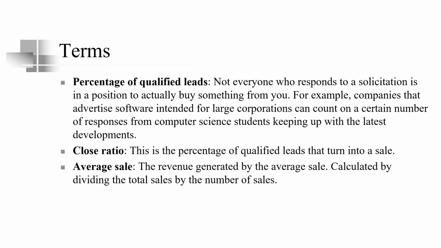Other terms: percentage of qualified leads. Not everybody who responds to a solicitation is actually a true lead, and so you need to identify who the qualified leads are. The close ratio, and this is the percentage of qualified leads that turn into a sale. The average sale is the revenue generated by the average sale. This is calculated by dividing total sales by the number of sales. And so remember, when we were talking about the Oldsmobile situation, we said that the average sale of a 1998 Olds 98 was around $20,000, and the profits on that was around $11,000.